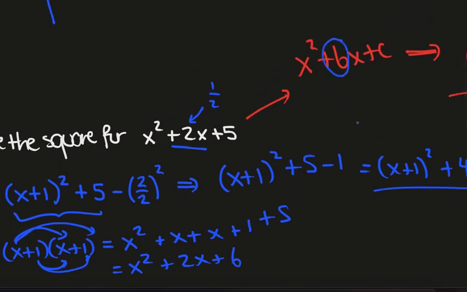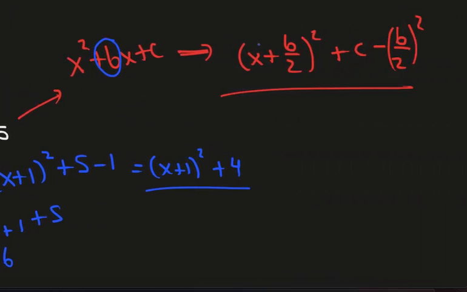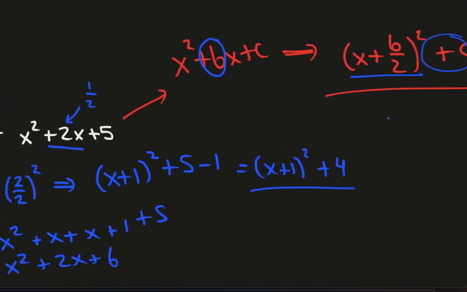So just remember that we half the coefficient in front of the x and put that in here. We leave the c alone and then subtract half of the coefficient b, squared. Now you really need to practice this one, especially if this is completely new.